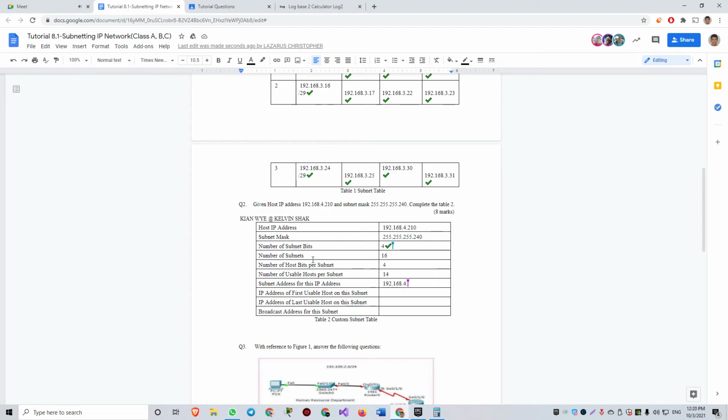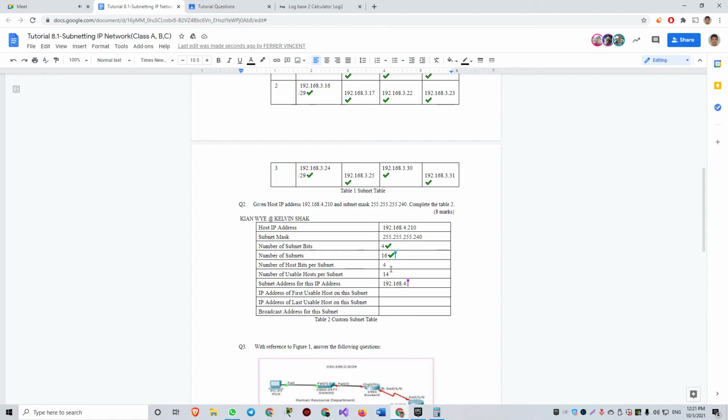So using the formula 2 to the power of n, n being 4 bits, 2 to the power of 4 gives us 16. So with the 4 bits borrowed, we can create 16 subnets. Then we know we borrowed 4 bits, so only 4 bits remain for the host part.